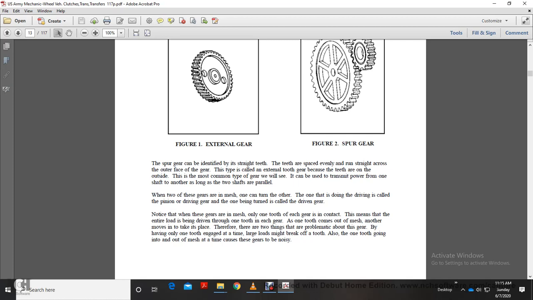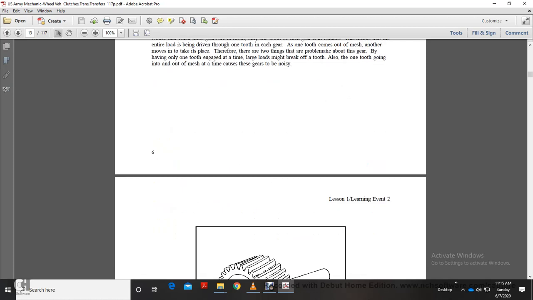The one doing the driving is called the pinion, or driving gear, and the one being turned is called the driven gear. Notice that with these gears in mesh, only one tooth of each gear is in contact. This means that the entire load is carried by one tooth in each gear. One tooth comes out of the mesh and the other moves in to take its place. Therefore, two things are problematic about this gear. By having only one tooth engaged at a time, large loads might break off the tooth. Also, one tooth going into and out of mesh at a time causes the gears to be noisy.